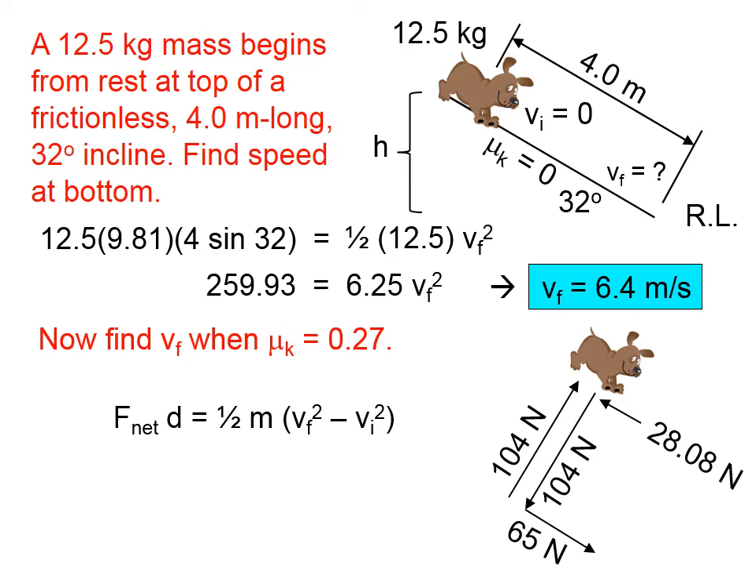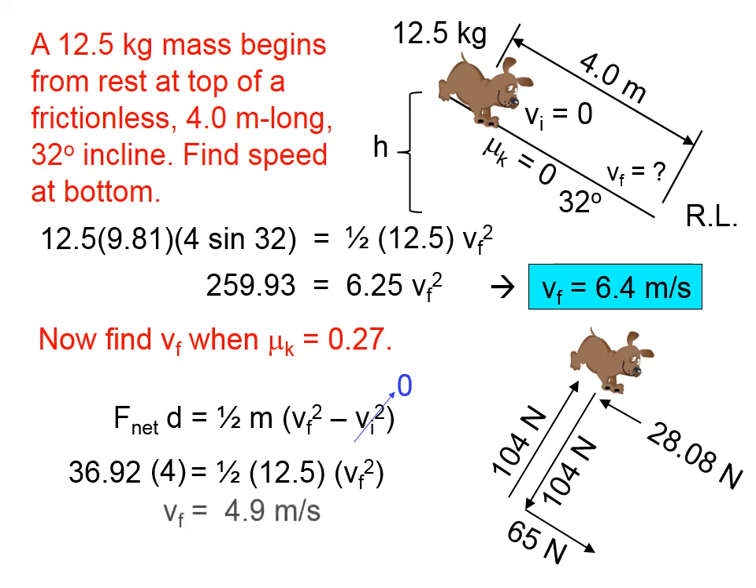0.27 times 104, because the friction force is equal to the coefficient of friction, which is 0.27 times the normal force, 28.08 newtons. Okay, well, what's the net force then? The 104s cancel, so the net force is going to be 65 take away 28.08, which is 36.92. The distance over which that force acts is 4 meters. The initial speed is 0. The mass is 12.5. So we can solve for the final speed of 4.9.